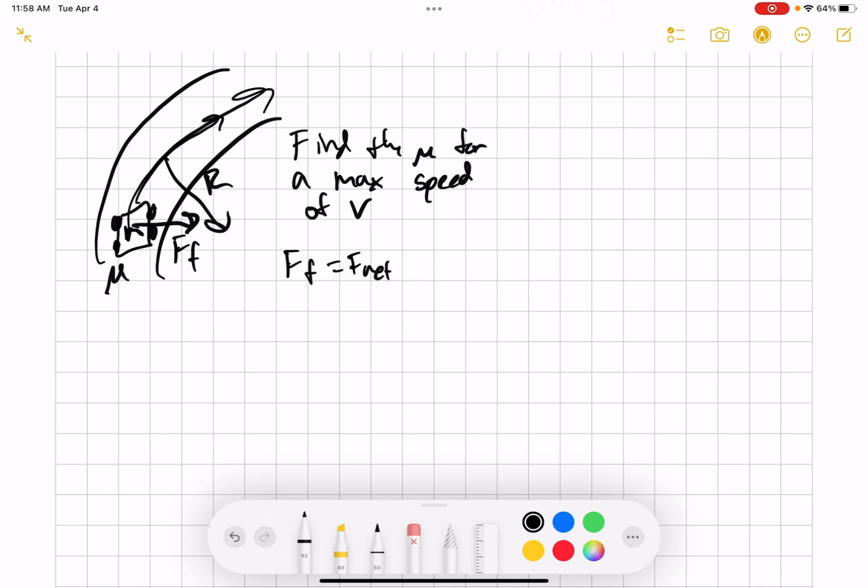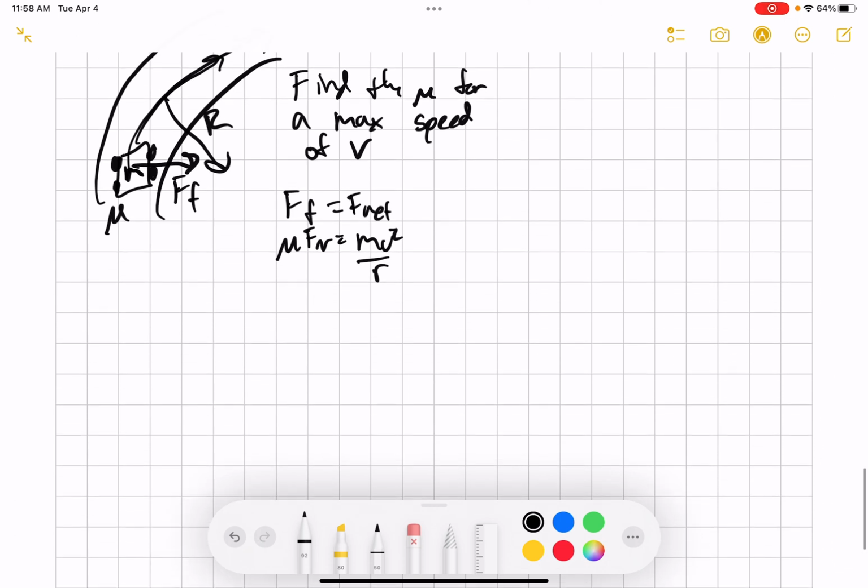Now, I also have Fn, like towards you, and mg straight down, sort of into the screen, right? And then Fn out of the screen in this scenario. Now we can go ahead and plug in. So I have mu Fn equals Fnet. Remember, I'm going in a circle, so special type of Fnet, which would be mv squared over r.